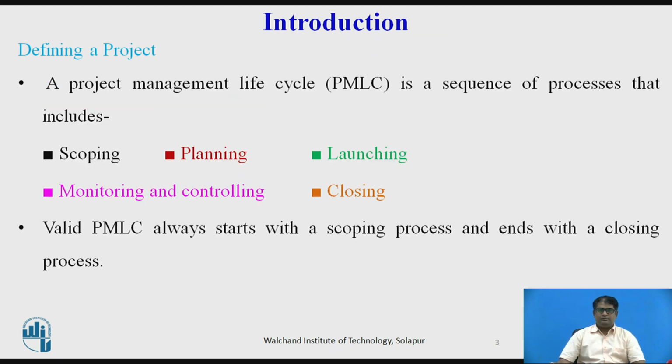A project management lifecycle is a sequence of processes which includes scoping, planning, launching, monitoring and controlling, and closing. A valid project management lifecycle always starts with a scoping process and ends with a closing process. All five processes must be done at least once and may be repeated any number of times in some logical order.